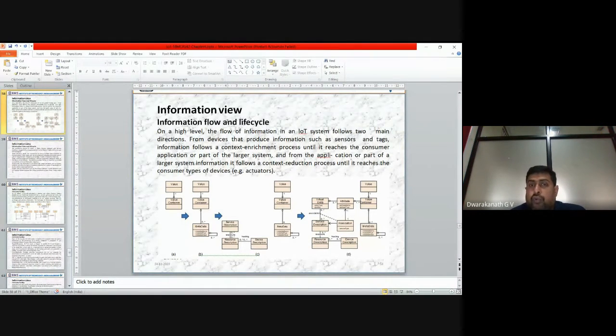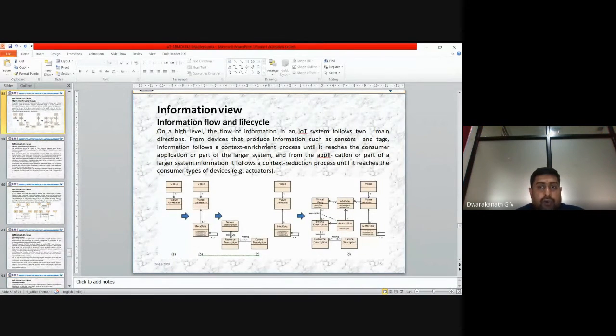On a high level, the flow of information in an IoT system follows two main directions. From devices that produce the information, such as sensors and tags, keep it on one side. Information follows a context enrichment process until it reaches the consumer application or a part of the larger system. And from the application or a part of a larger system, information follows a context reduction process until it reaches the consumer types of devices or actuators. This is very important.